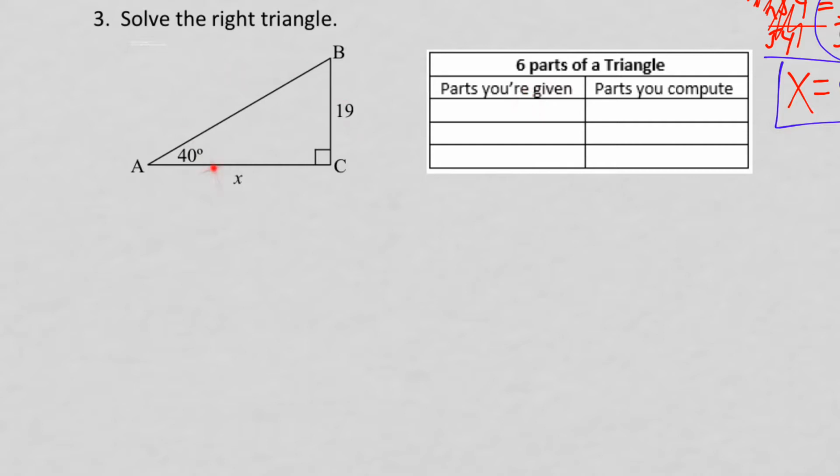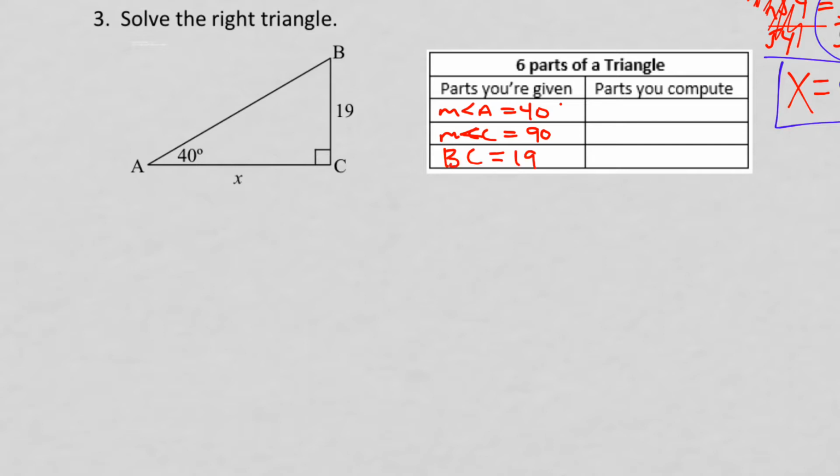In this example, you're already given some information. Angle A is already given to you as 40 degrees. Also, angle C is a right angle, so that's also given to you. So I know the measure of angle C is 90 degrees. And then I also give you a side length here, which is BC is 19. So the side BC I know is 19 units.